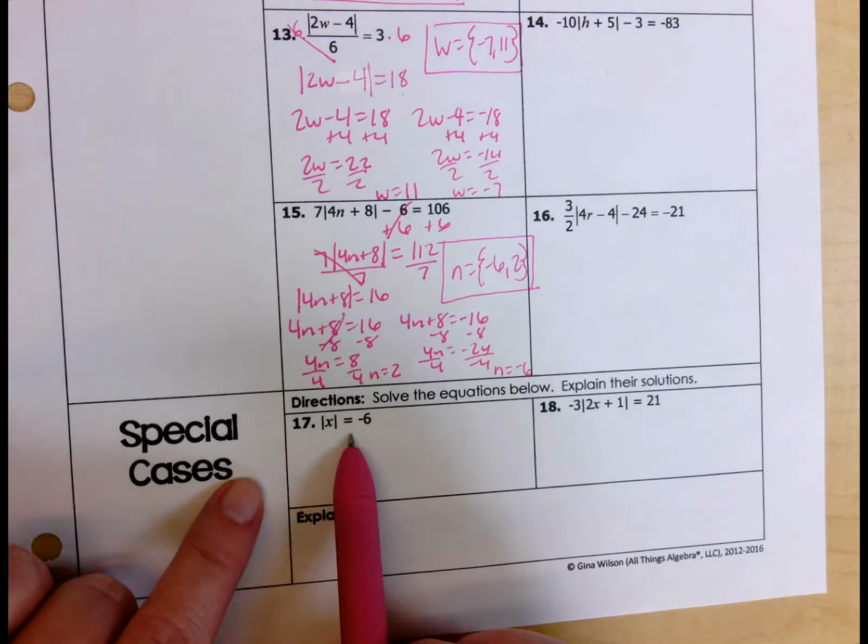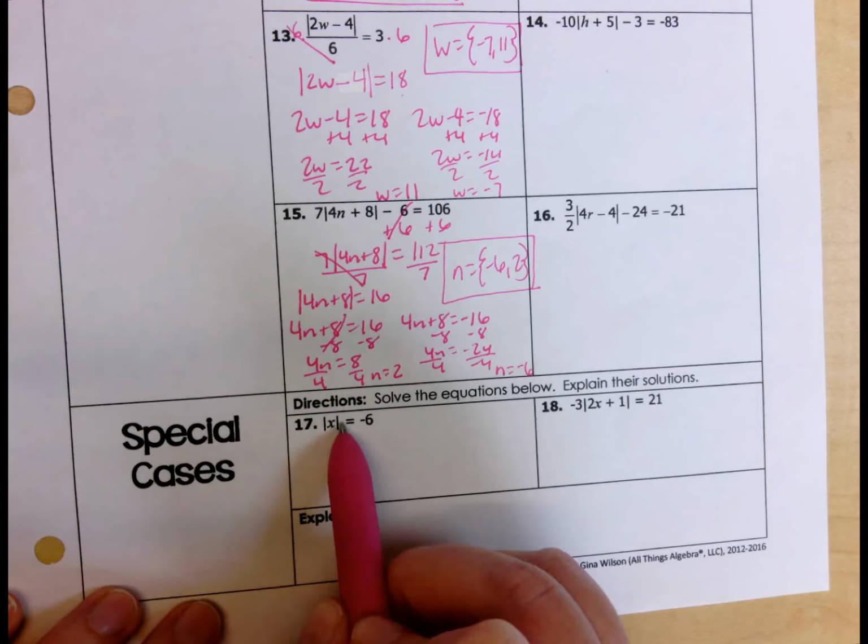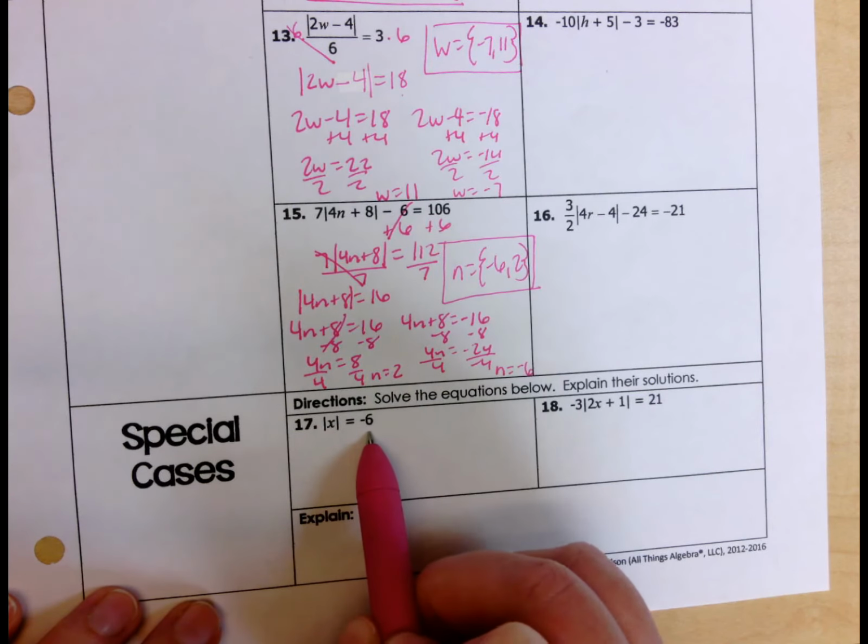the absolute value of something. Remember, the absolute value is the distance from 0 that a number is, okay? It can never be negative. Remember, the absolute value is always a positive number. It's always a positive distance from 0. So because of that, this absolute value cannot be equal to a negative number, okay?